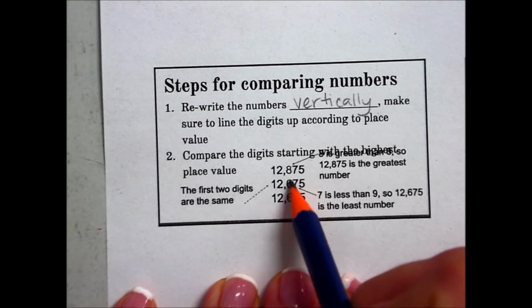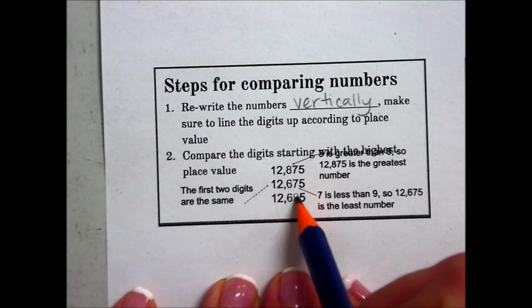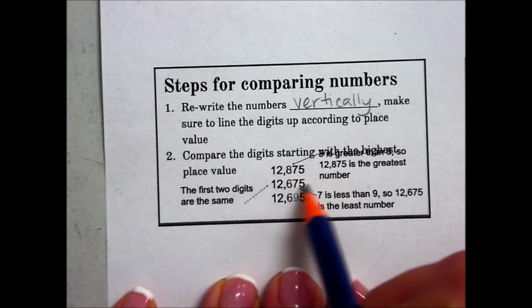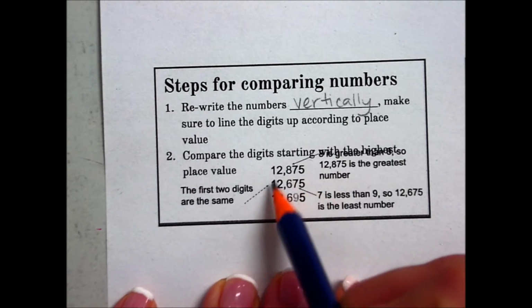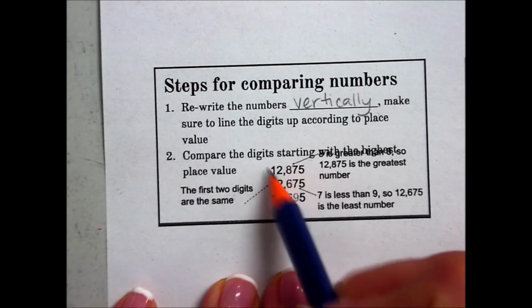These two have 6s, so we'll go to the tens place. We have a 9 and a 7. So this number will be the least. This is our middle number. This is our greatest.